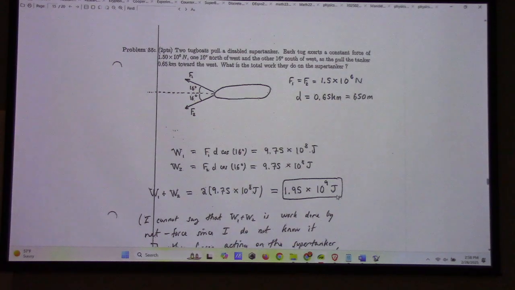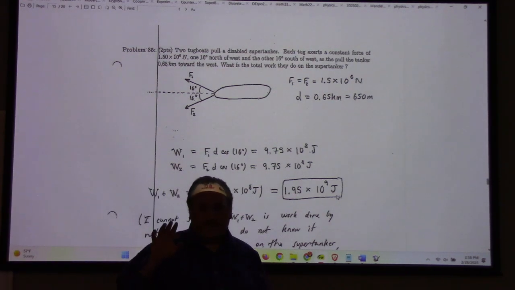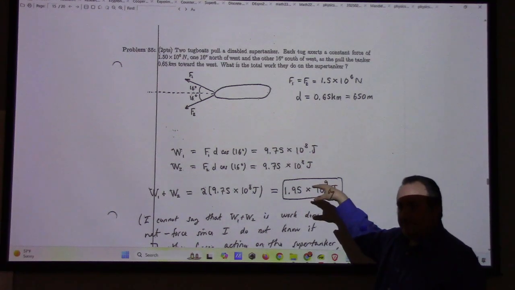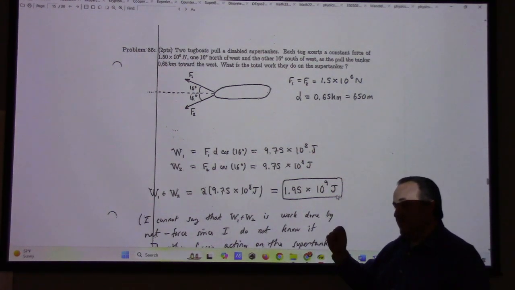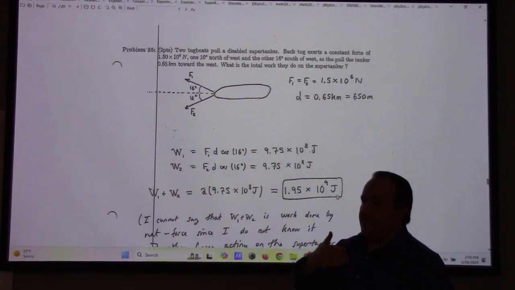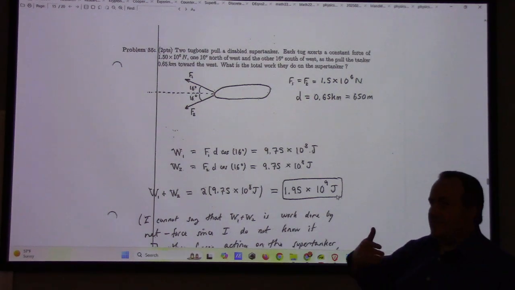This one here, 2 tugboats pull on a disabled supertanker. So we're trying to calculate the net force, right? The total work we can calculate from the net force, and that's what I do here. Okay, this actually brings up a good point. I calculated this problem by calculating the work done by each tugboat separately and adding them. Another way you could have done this would have been to find the net force by adding those forces, and then calculate the work done by the net force. We would have got the same answer.